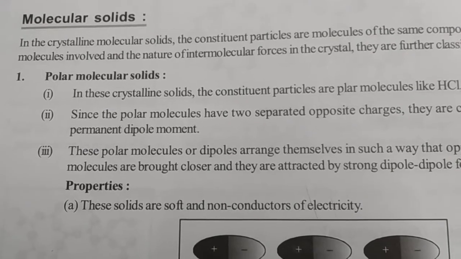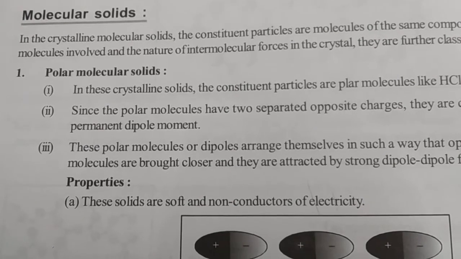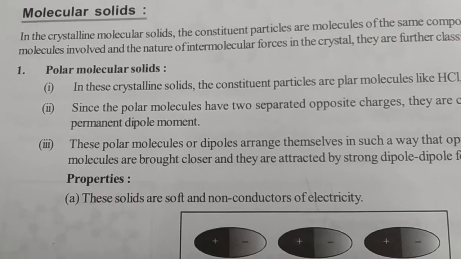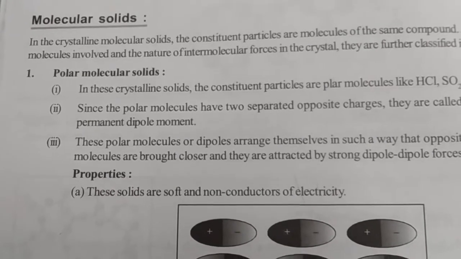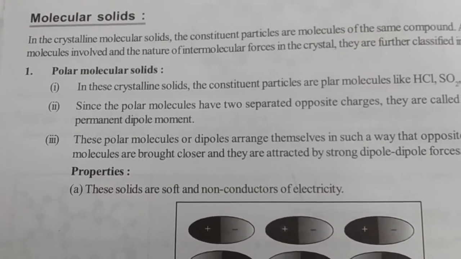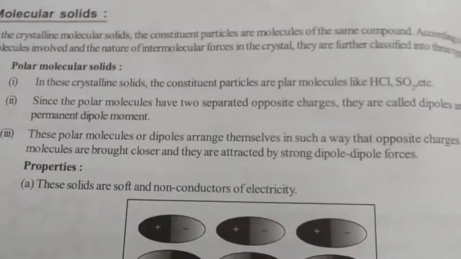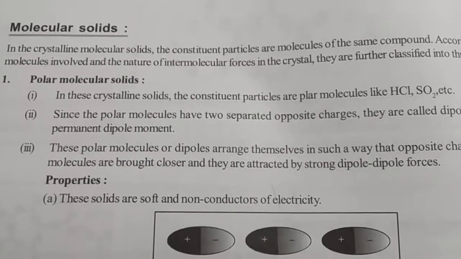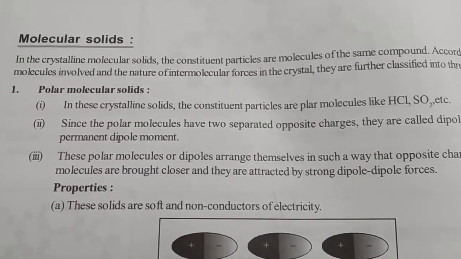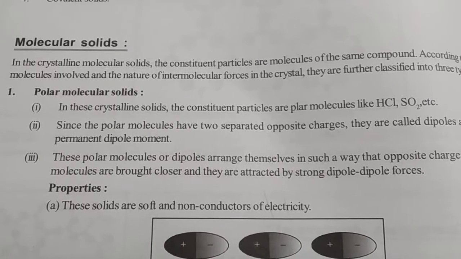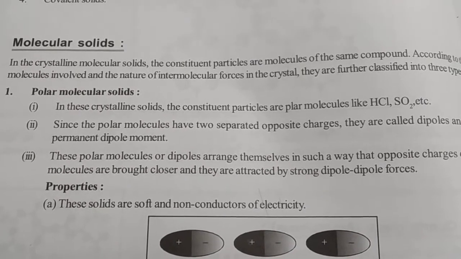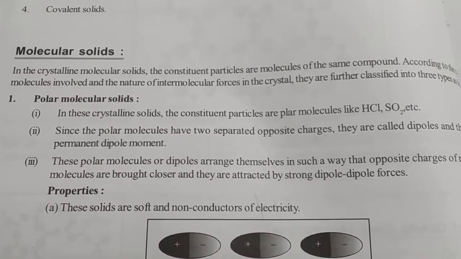Hello guys, in the last lecture we have seen classification of crystalline solids. Today we'll see the first type of crystalline solid, that is molecular solids. Molecular solids are of three types. First is polar molecular solids. So what are polar molecular solids?